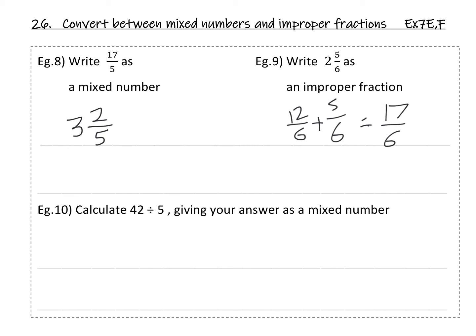And example 10, calculate 42 divided by 5, giving your answer as a mixed number. Well, 42 divided by 5, a division and a fraction are the same thing. That's 42 fifths. And we need to divide the 42 by the 5. 5 goes into 42 8 times, and then there's 2 left over. So instead of writing the remainder 2 that we did earlier on in the course, the best way to write that would be 2 fifths.